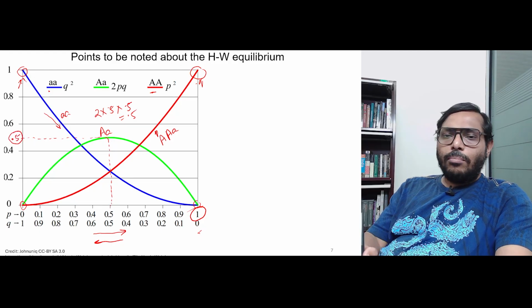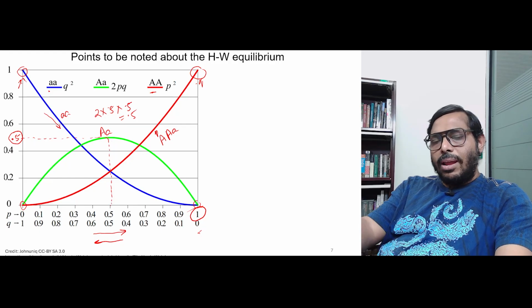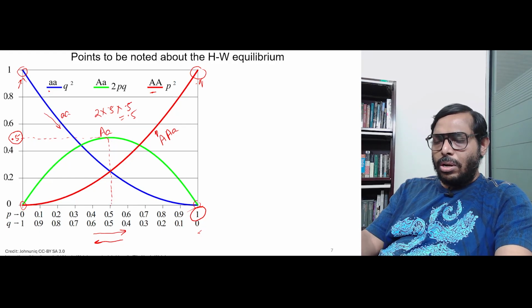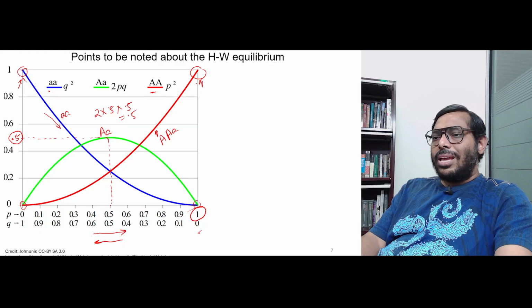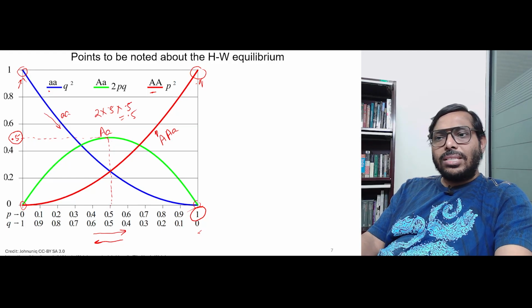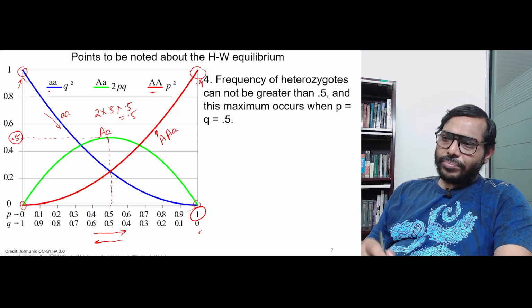I am not demonstrating this to you, but if you know very simple calculus, you should be able to show using the first derivative and the second derivative that the maxima is indeed this point, the value of the maxima is 0.5, and this maxima occurs when p equals q equals 0.5. Okay. So, that is what I am telling you over here.